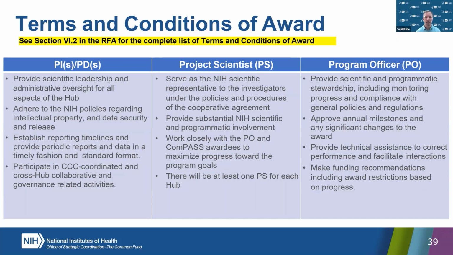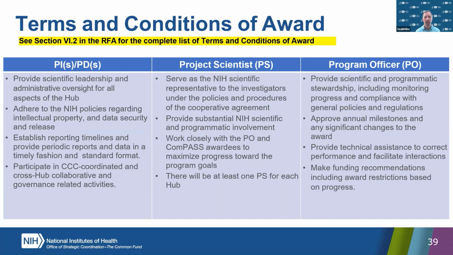The NIH project scientist will serve as the NIH scientific representative to the investigators under the policies and procedures of the cooperative agreement, provide substantial NIH scientific and programmatic involvement, and work closely with the PO and ComPASS awardees to maximize progress toward the program goals. There will be one PS for each hub.